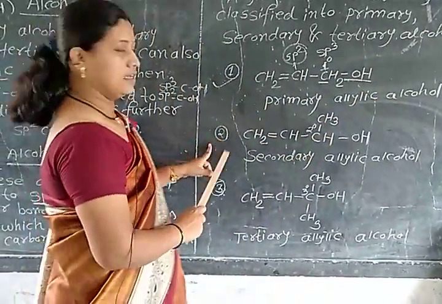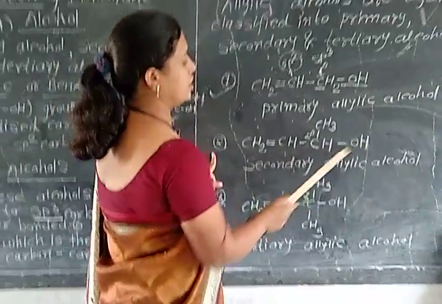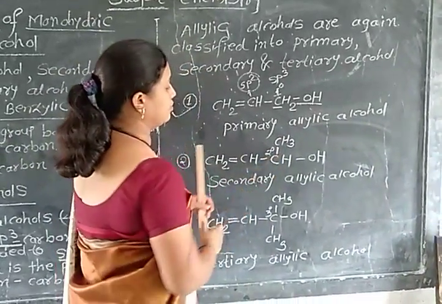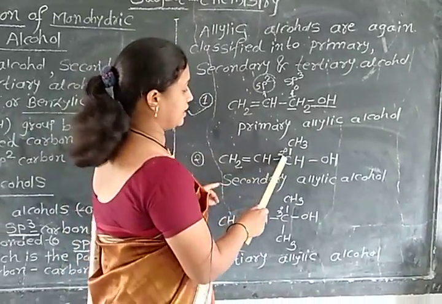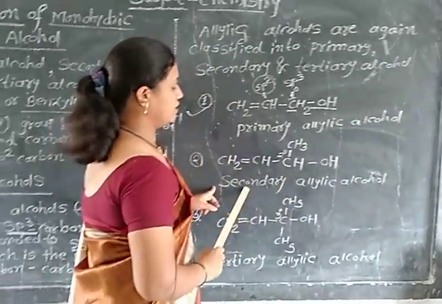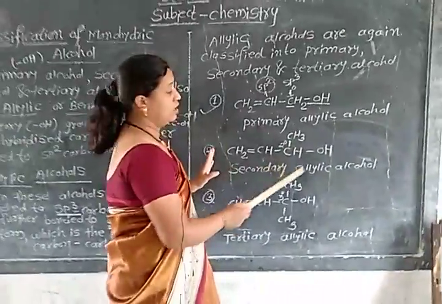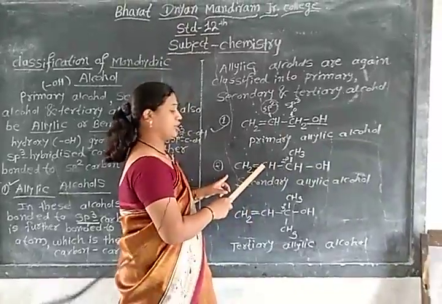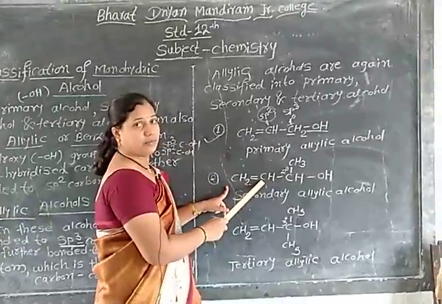Now see the next example: CH2 double bond CH, single bond CH, single bond OH, and one methyl group is bonded to the secondary carbon. This is the secondary carbon, because the carbon atom which is bonded to two other carbon atoms is called a secondary carbon atom, and the hydroxyl group is bonded to the secondary carbon. So it is secondary allylic alcohol. Why is it allylic alcohol? Because the hydroxyl group bonded to an sp3 hybridized carbon is further bonded to an sp2 hybridized carbon atom, which is part of a carbon-carbon double bond.